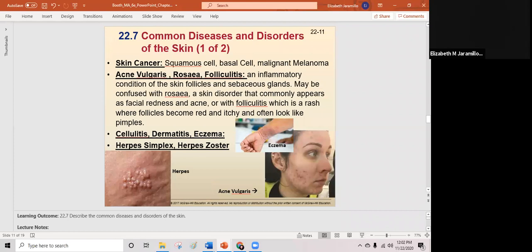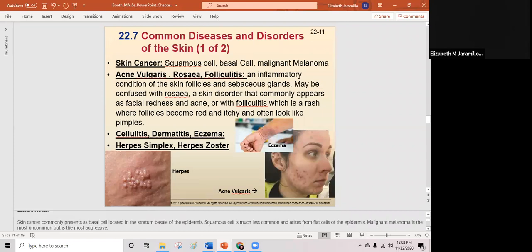All right, so some common diseases and disorders of the skin. You have some common skin cancers, okay? They usually present as basal cell, located in the stratum basale of the epidermis. Squamous cell is much less common and arises from flat cells of the epidermis. Malignant melanoma is the most uncommon, but is also the most aggressive.